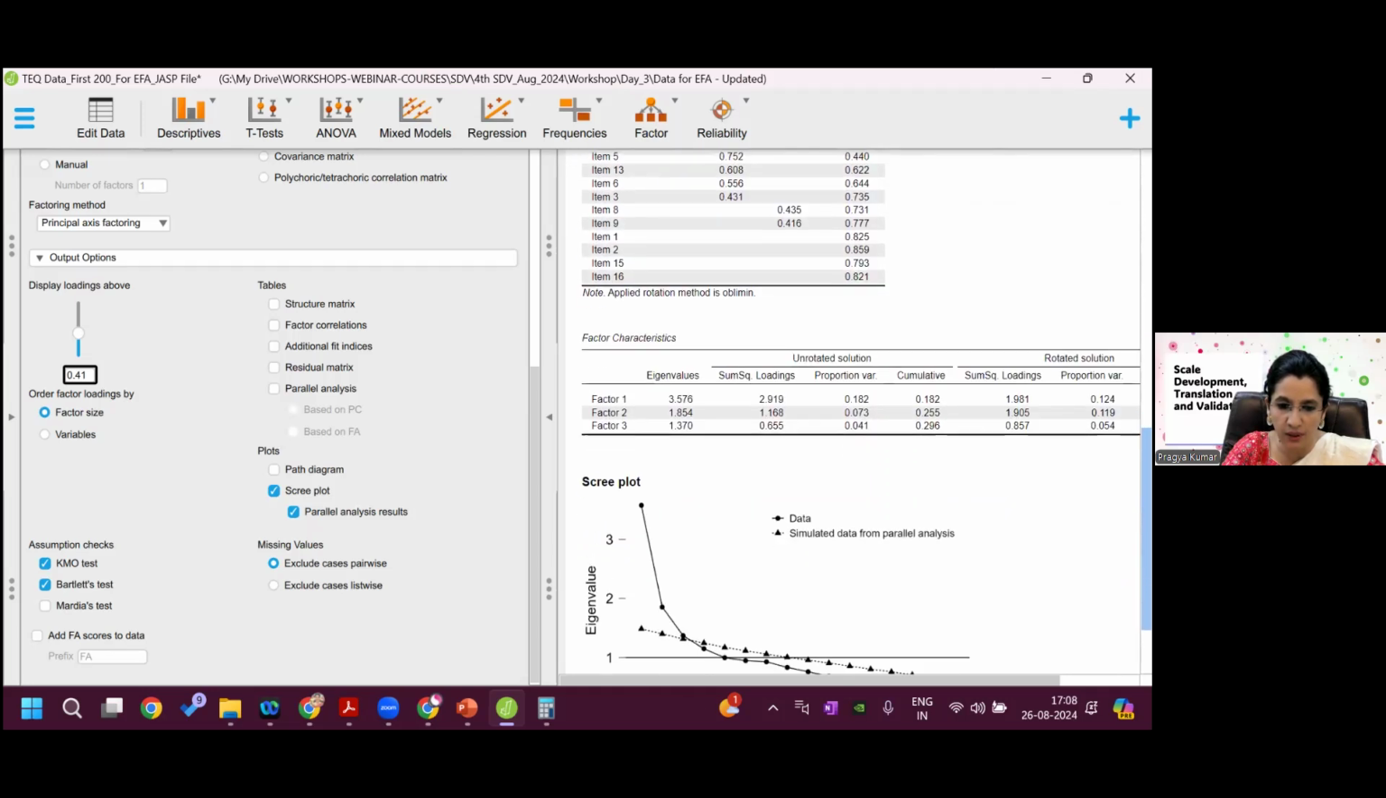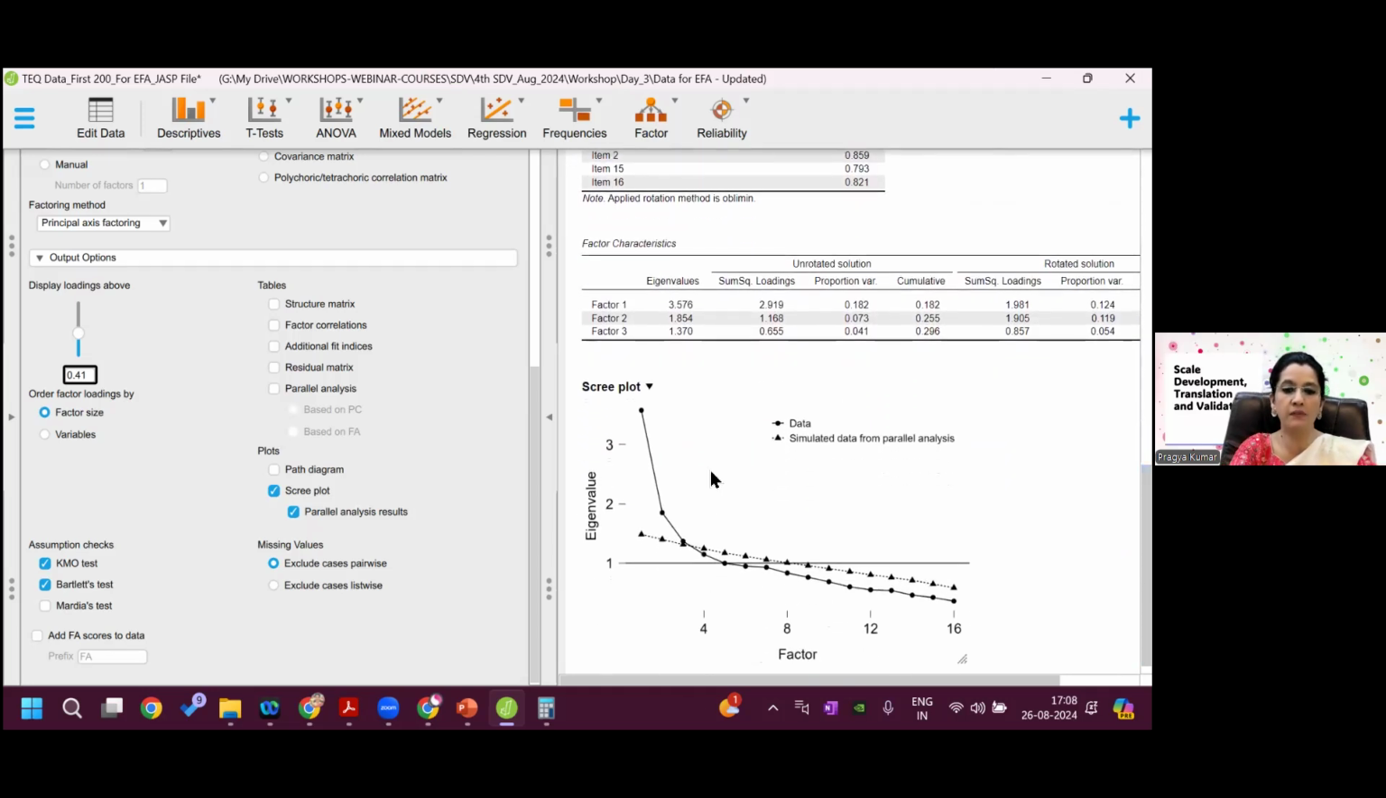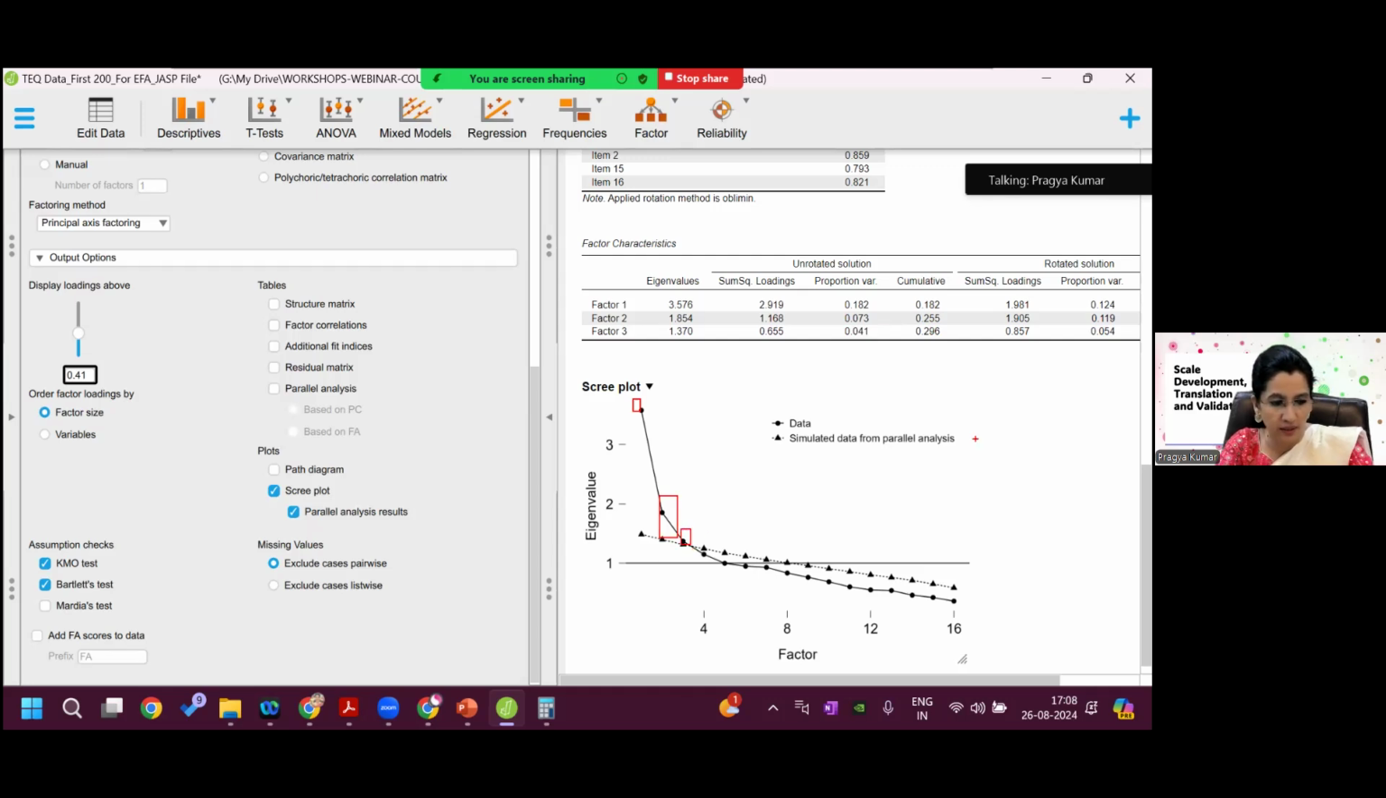And then if you come here, this is the scree plot and parallel analysis, which we have shown in the slide. We have taken it from here only. So you can see that this is showing a 3-factor structure. This has factor 1, this has factor 2, and this has factor 3. And here you can see this is the unrotated solution, meaning if you don't rotate, this is your unrotated.